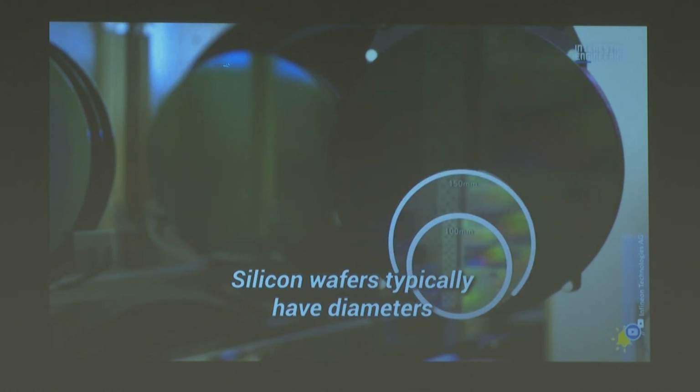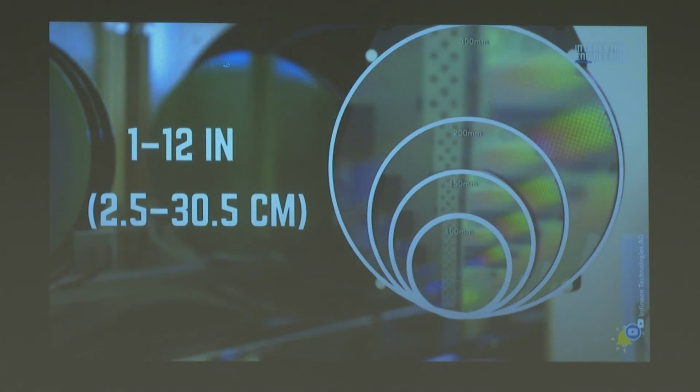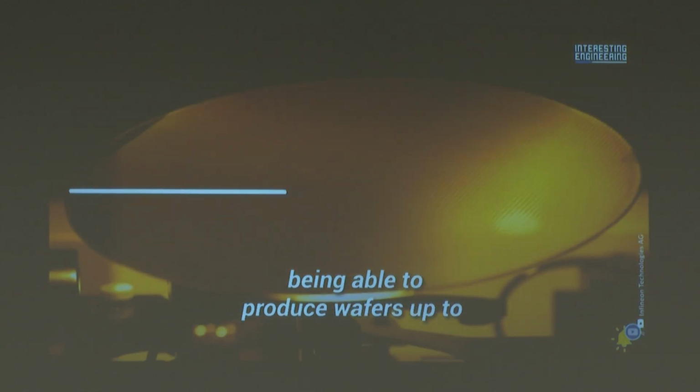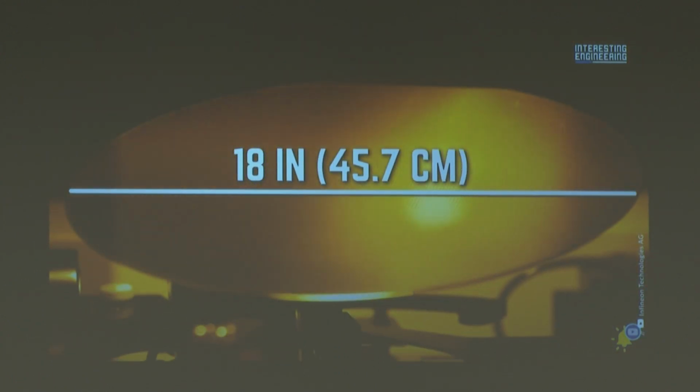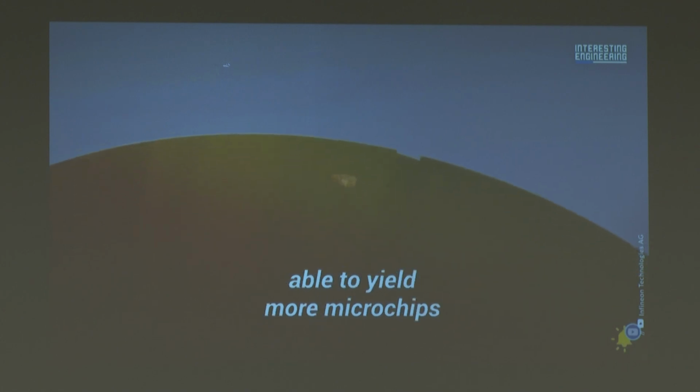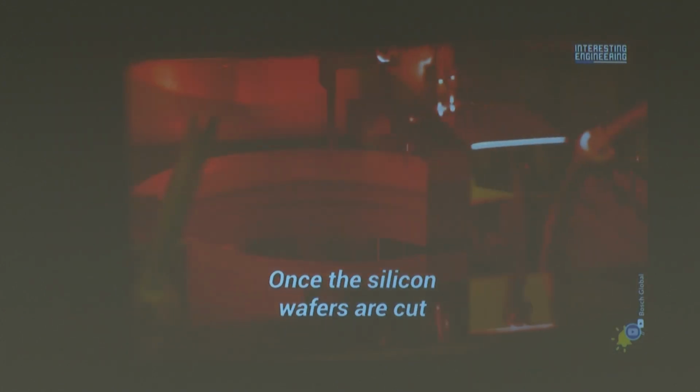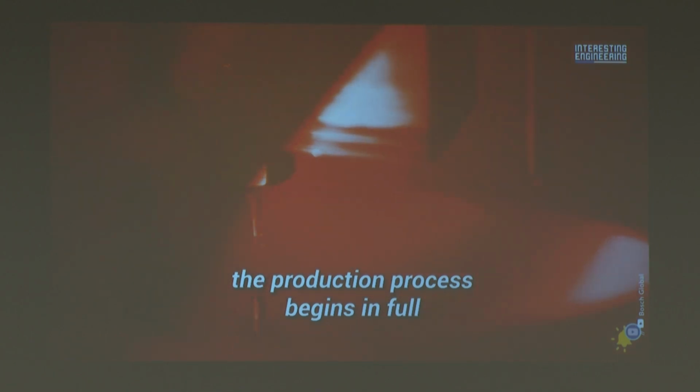Silicon wafers typically have diameters of 1 to 12 inches, with the most state-of-the-art facilities being able to produce wafers up to 18 inches in diameter. Bigger wafers are, of course, able to yield more microchips. Once the silicon wafers are cut, the production process begins in full.